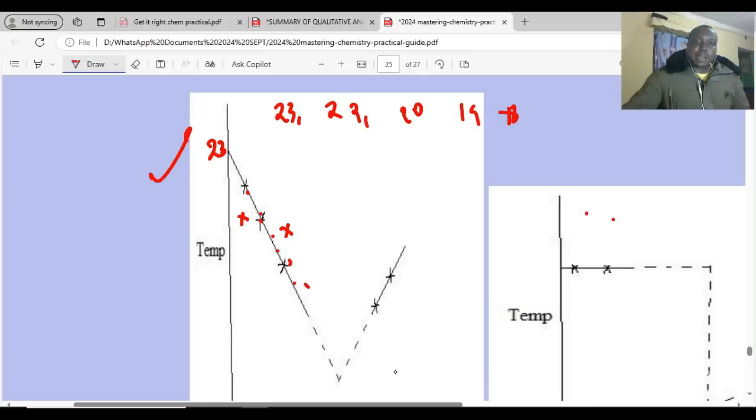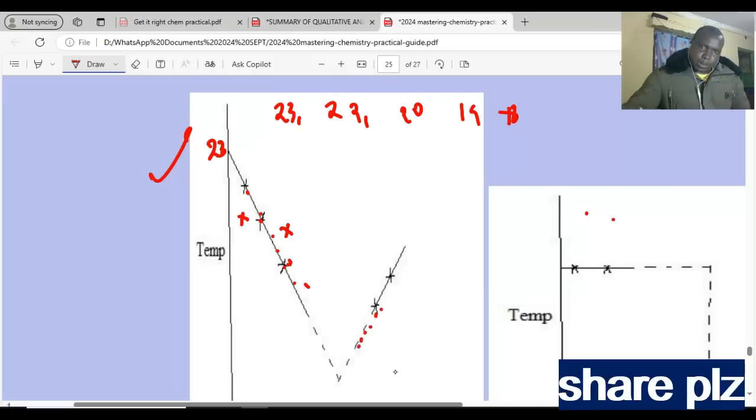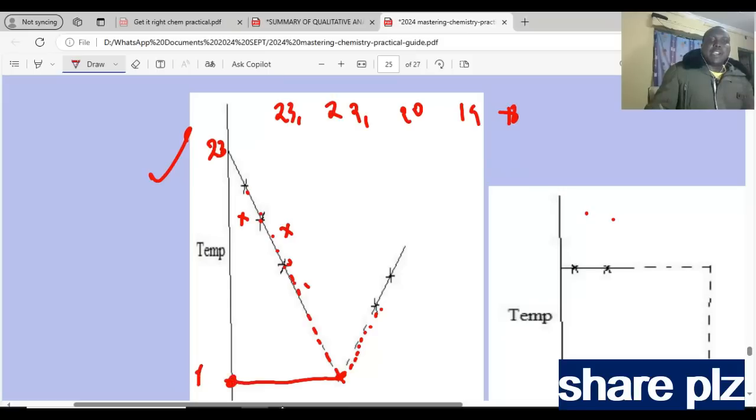Si itafika hapa kama hii imefika hapa na hii imefika. So you extrapolate kama imefika hapo mwisho. Now you extrapolate like we have extrapolated here. You extrapolate here like this. So mahali the two dotted lines meet, this is where we will read the final. So for example hapa final itakuwa kitu 16 lakini tulianza 23.